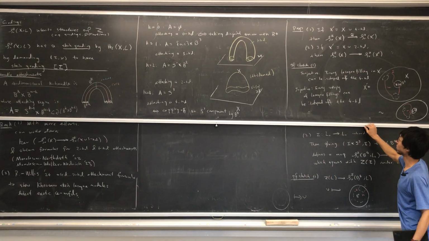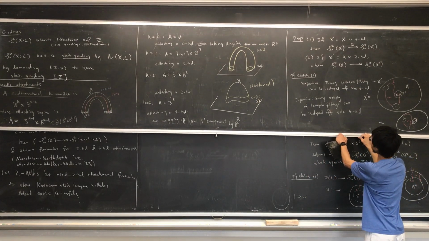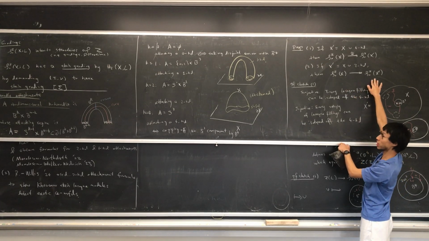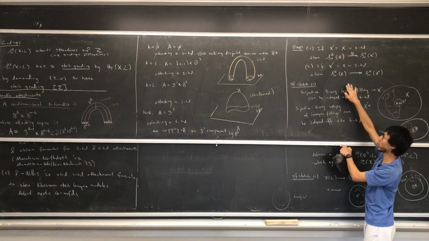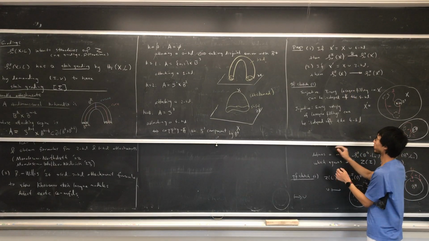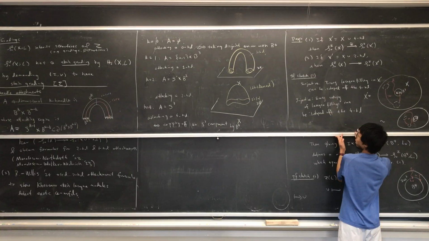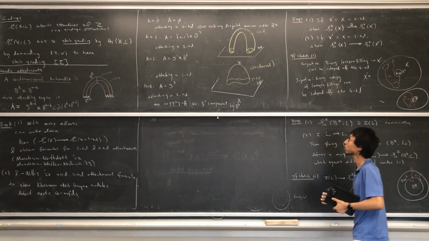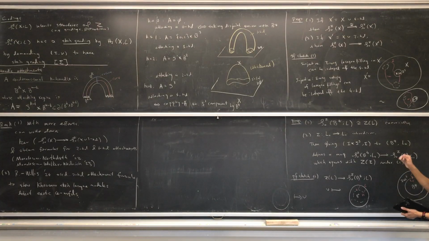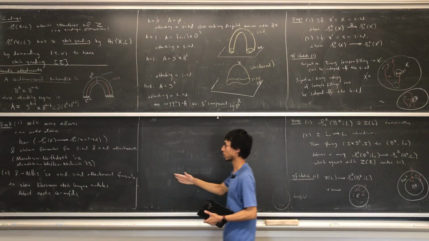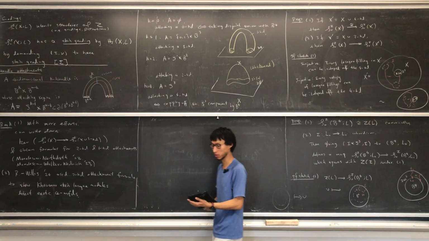skein lasagna modules. When you attach a 3-handle, you are quotienting out your skein lasagna module by something. You can make that kernel more precise, but it's quite painful to write it down here. So for 4-handles, you do nothing. For 3-handles, you quotient out. That means, in fact, all the complications arise from 1-handles and 2-handles.